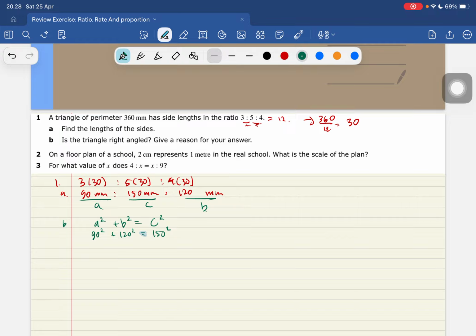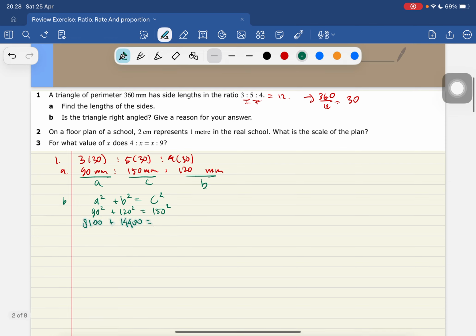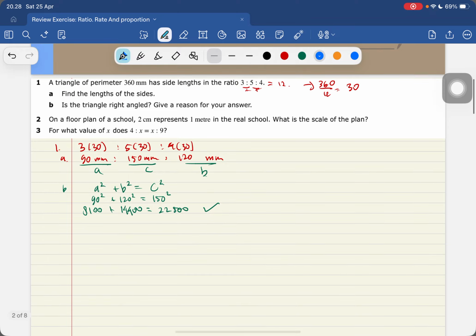Okay, so 90 squared is 8,100, then 120 squared is 14,400, and 150 squared is 22,500. Yeah, this is correct. So they are the right angle.